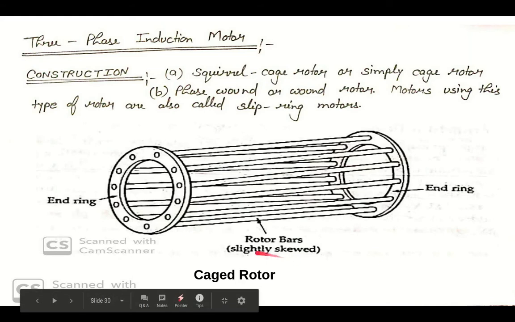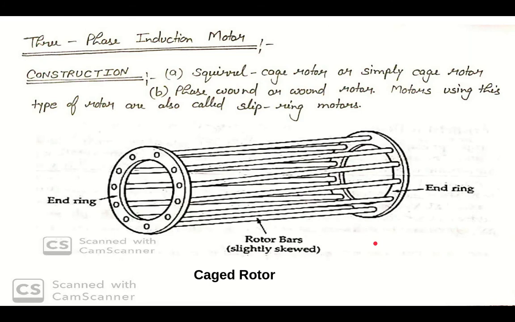Now, what are the advantages of this cage rotor? The first advantage is that more uniform torque is produced and the noise is reduced during operation. That's why we are using cage rotor. The second advantage is that the locking tendency of the rotor is reduced. During locking, the rotor and stator teeth attract each other due to magnetic action. So these are the two advantages of cage rotor.